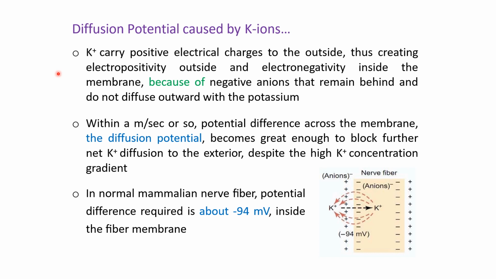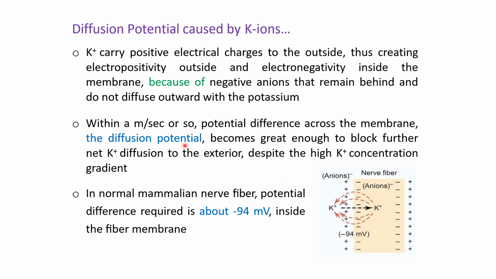So the diffusion potential caused by potassium ions is like this. The potassium ions carry positive charge to outside while moving, creating positivity outside and electronegativity inside the membrane, because inside, negative ions remain behind and do not go along with the potassium. Here you can see that as they are moving outside, they are creating more positivity outside, and inside, as the negative ions remain inside, anions, they create electronegativity inside.